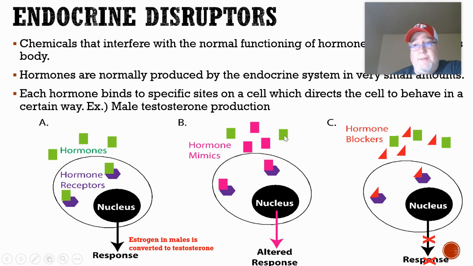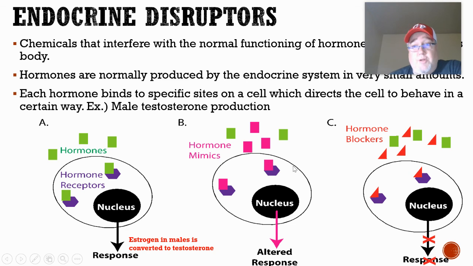So again, here you have your little green hormone. Let's say this is the hormone being sent from the brain. And then these little pink guys here, these are what we call hormone mimics. They're a type of disruptor. So they're found in different types of chemicals. So if they get into our body, what they do is they take the place of our normal hormones. They mimic our regular hormones.